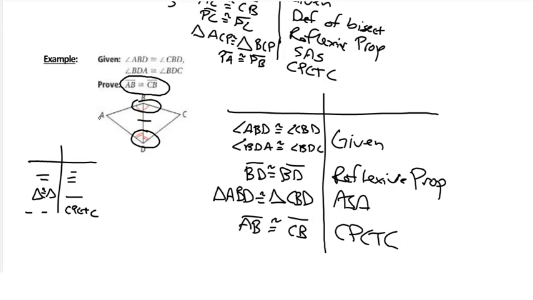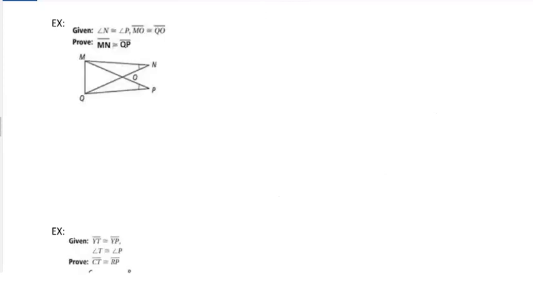There you go. That's all these proofs are. You state the two triangles are congruent, and then you can state that the parts are congruent. So let's go over and do one or two more proofs.